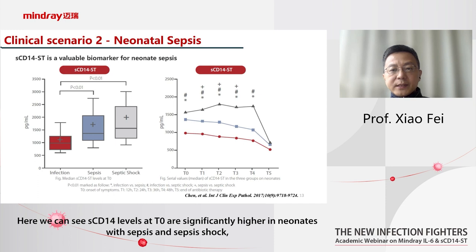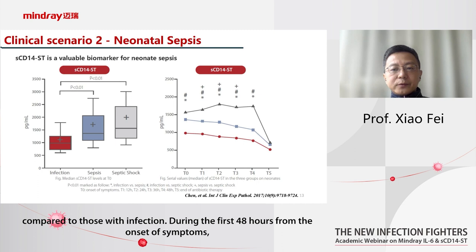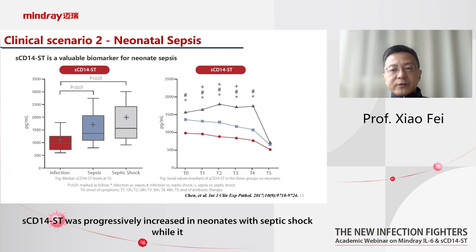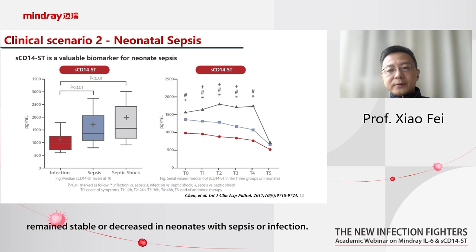Here we can see sCD14 levels at T0 were significantly higher in neonates with sepsis and septic shock compared to those with infection only. During the first 48 hours from the onset of symptoms, sCD14-ST progressively increased in neonates with septic shock, while it remained stable or decreased in neonates with sepsis or infection.